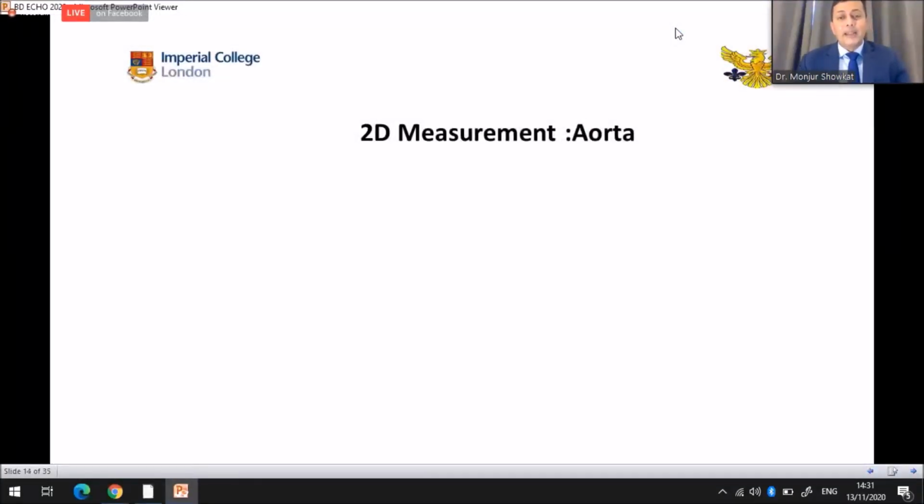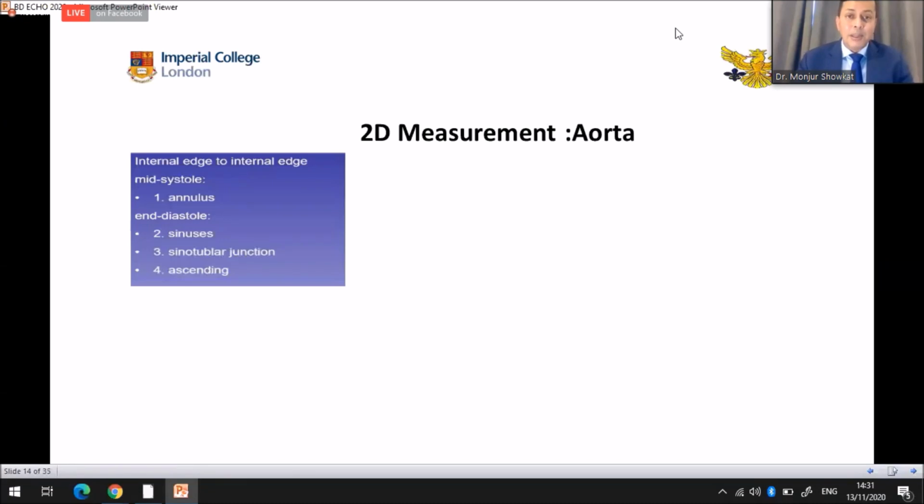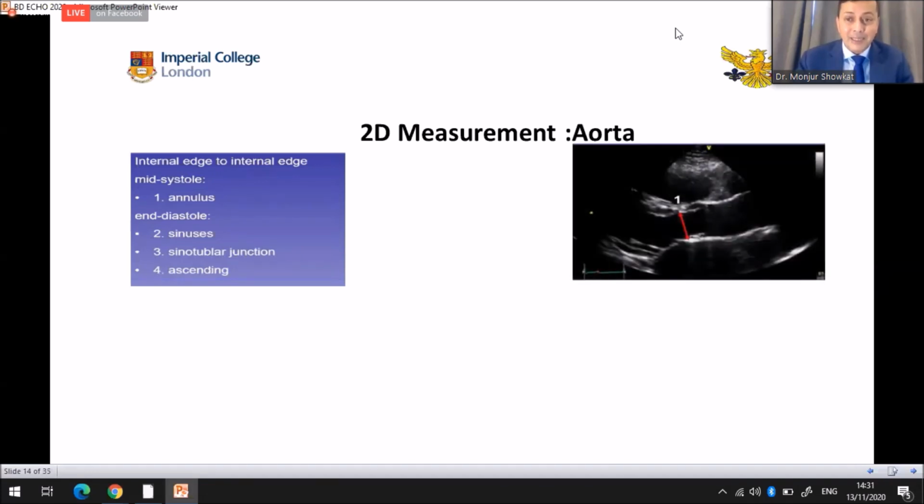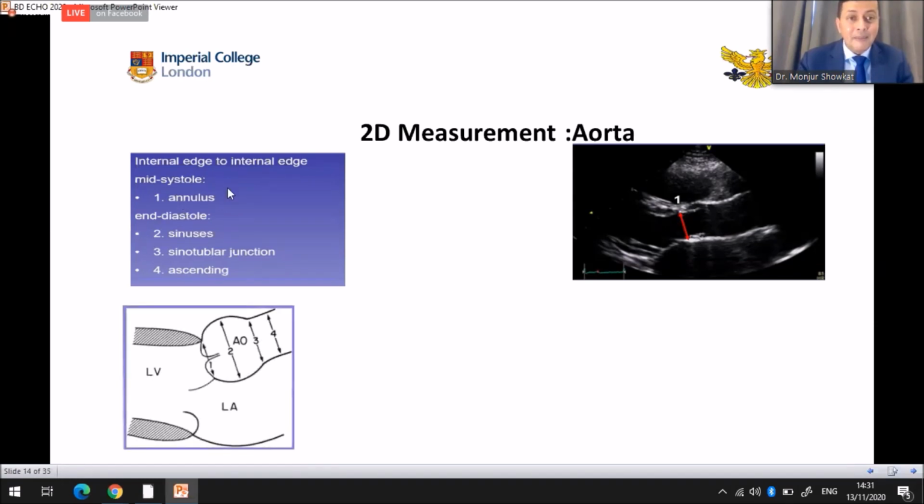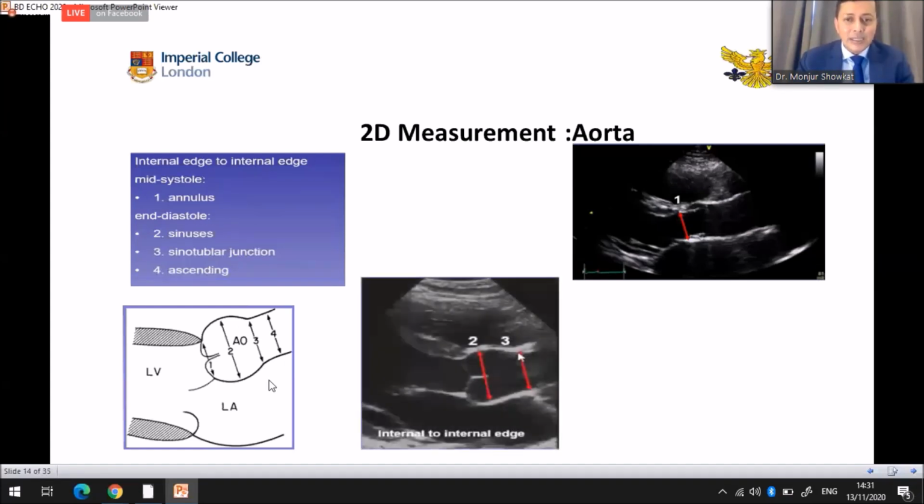When you get anybody with aortic regurgitation, we need to start with measuring. And I think you might have a different opinion. The thing I'm trying to say is that you need to measure diameter from inner edge to inner edge. That is our practice. When we assess any valve, we measure inner edge to inner edge. For annular measurement, you need to measure during mid-systole. For the sinus, sinotubular junction and ascending aorta, you need to measure in end diastole. So this is how we do it.